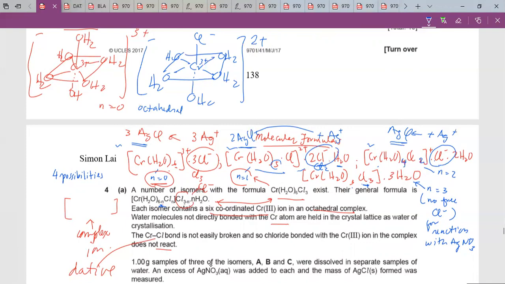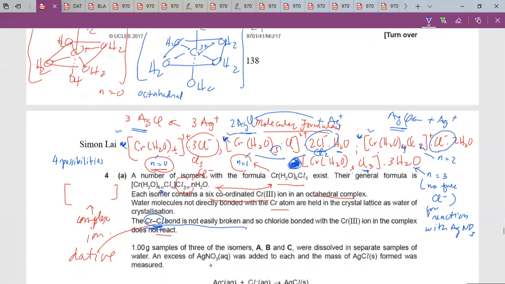So silver nitrate will not form any precipitate. The chlorine is held very strongly with the chromium, as they say here. The chromium chloride bond is not easily broken. So with this in mind, because here they say precipitate with silver nitrate, I've got just this to consider, and this to consider. Because this one here won't give you any precipitate, I don't care about this one.